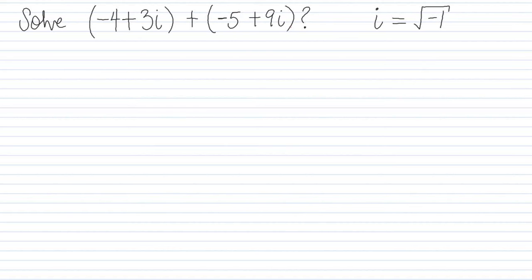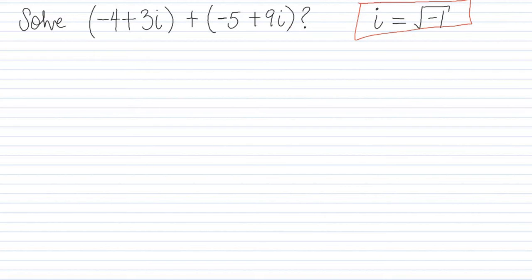So today we're going to be working on this question: minus 4 plus 3i plus negative 5 plus 9i. The first thing I want you to know anytime you're working on a problem like this is for you to be able to identify what you're asked to do. The i in this particular question is not a variable, it's called an imaginary number. So that's why you have this part of the question telling you what i is.